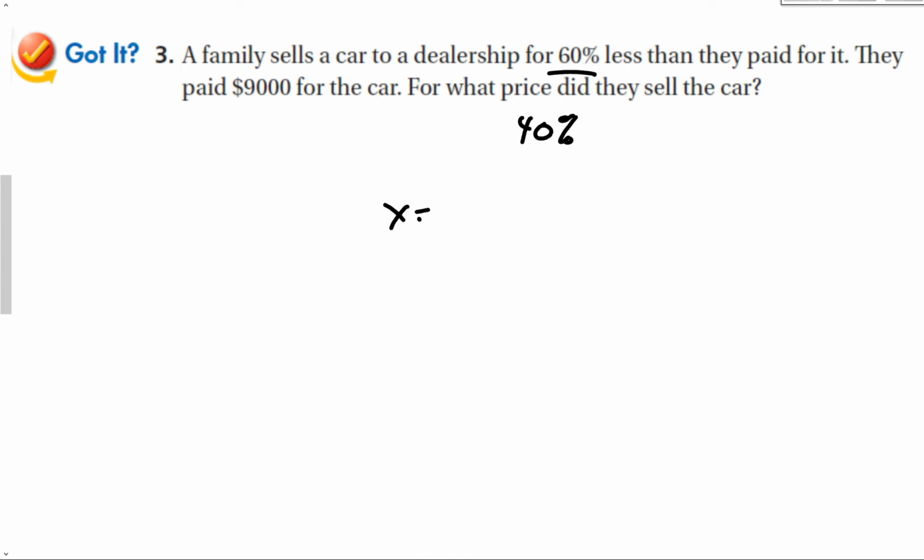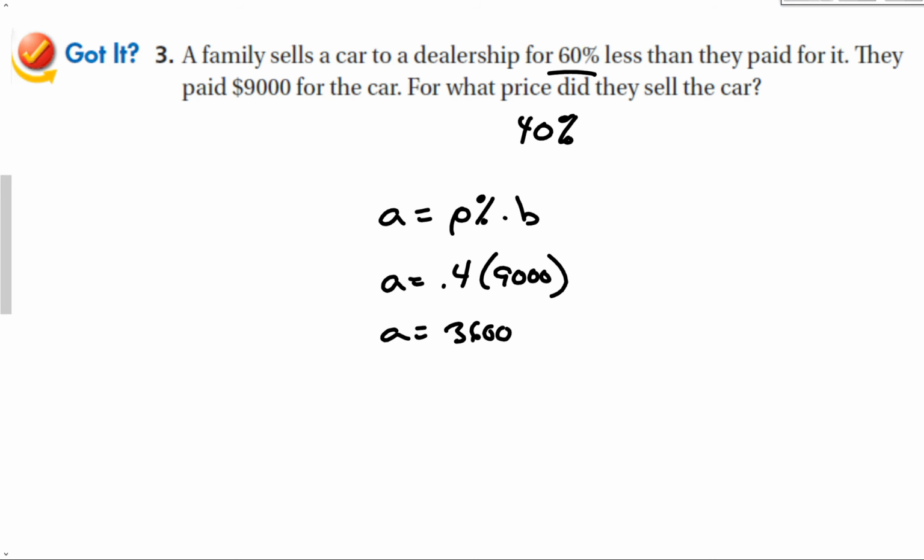So we can now just solve this, right? Let's use the same letters. A is equal to some percent times my base, and that A is going to be 0.4 times 9,000, which gives me a total of 3,600. Okay, so the family is going to get $3,600 for their car.